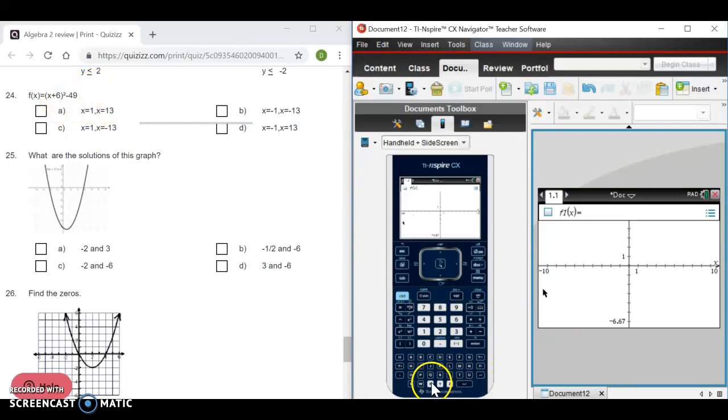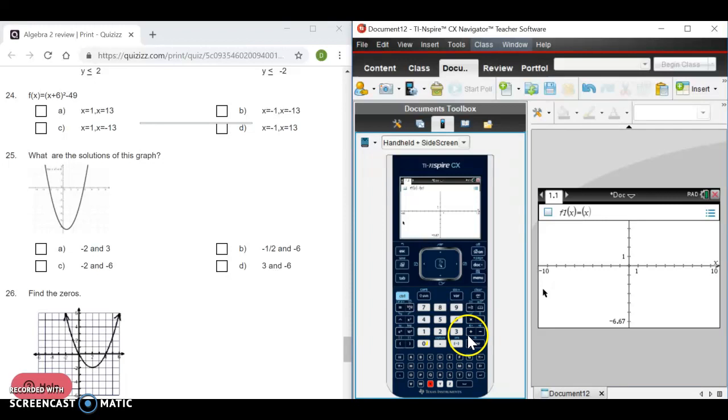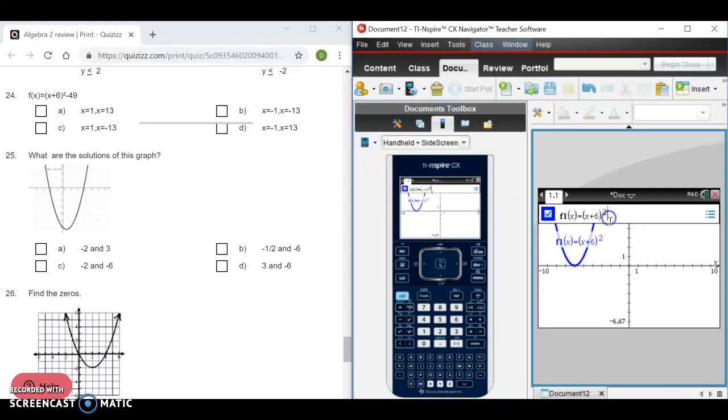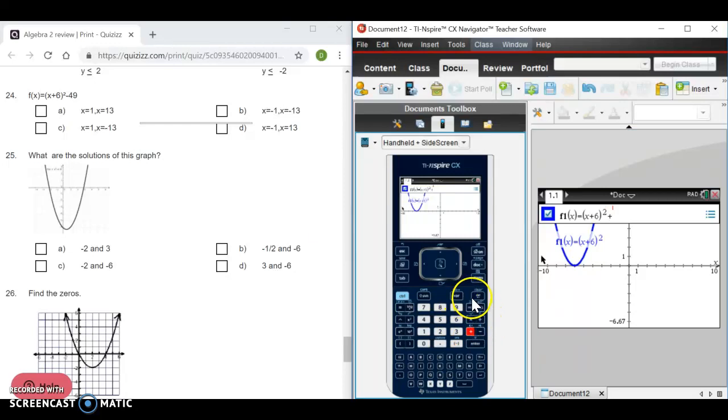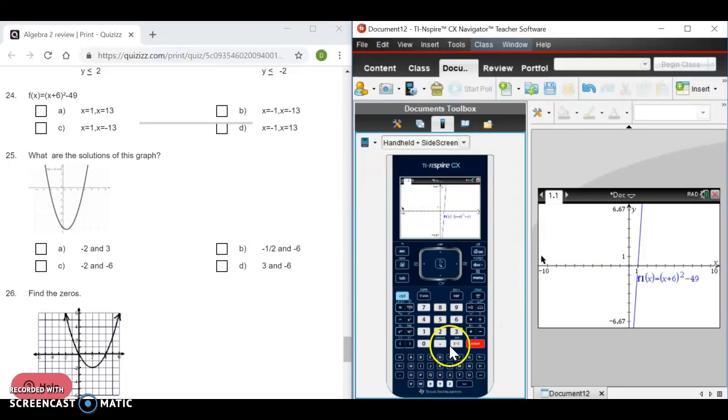So I'm going to put parentheses, x plus 6, and then I'm going to press the right arrow key and square it, and then press the right arrow key again. And then I go minus 49, and I'm going to press enter. And so I'm looking to see my two answers.